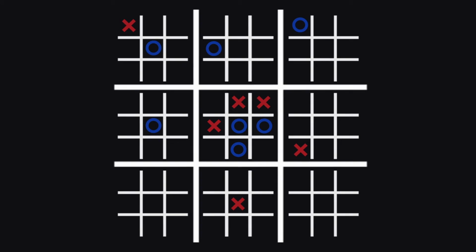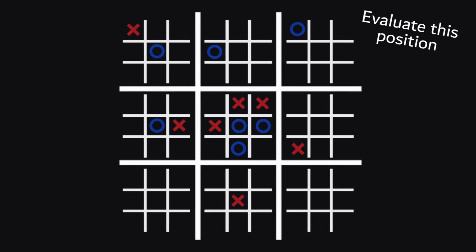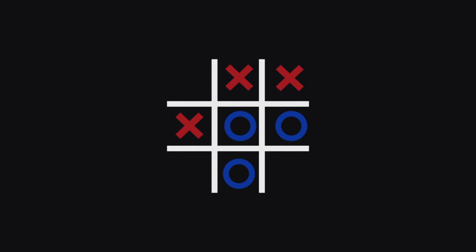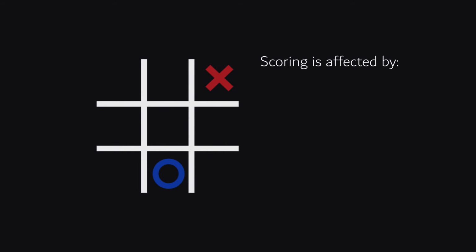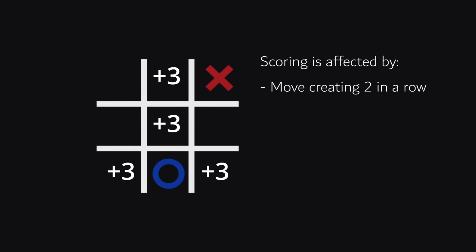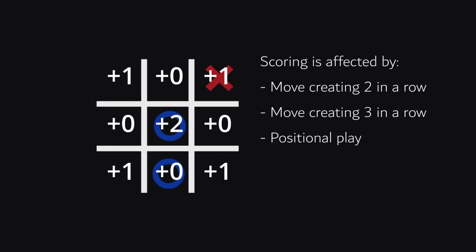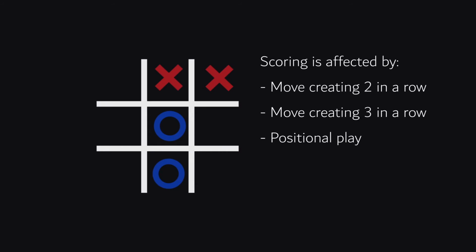Okay, so we need some way to evaluate a position in Ultimate Tic-Tac-Toe. First, let's simplify. What if we just created a function that can evaluate how good a move is for normal Tic-Tac-Toe? This isn't too complicated. Just give a move a decent score if it creates a 2 in a row, an even better score if it creates a 3 in a row, some score for playing positionally, so a slight bias towards playing in the center, and most importantly, so that the AI doesn't instantly lose, give a move a decently high score if it blocks an opponent's 2 in a row.